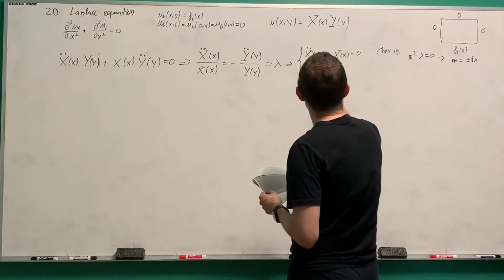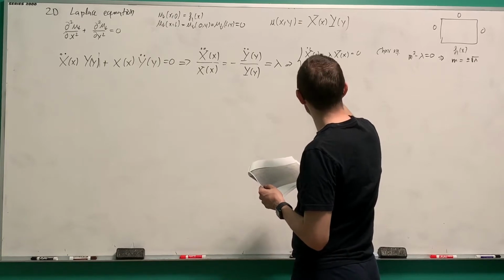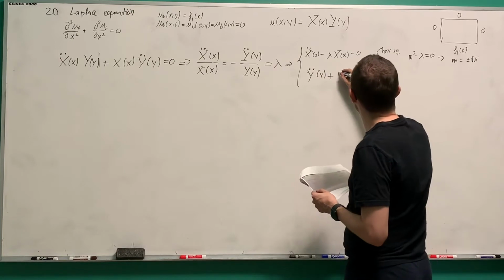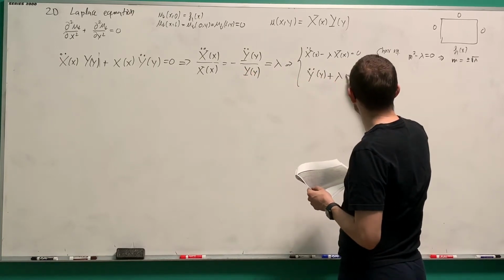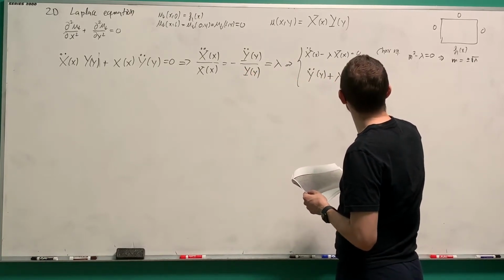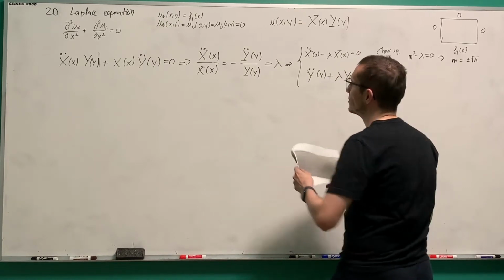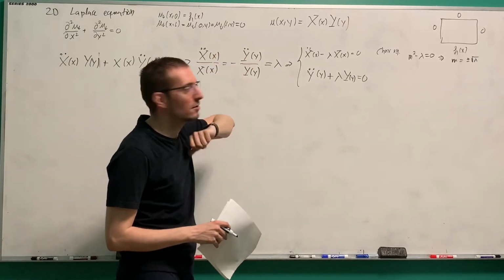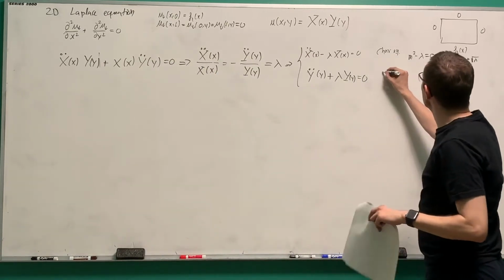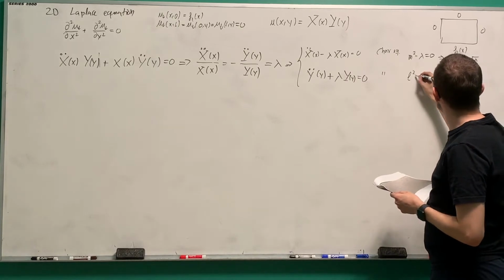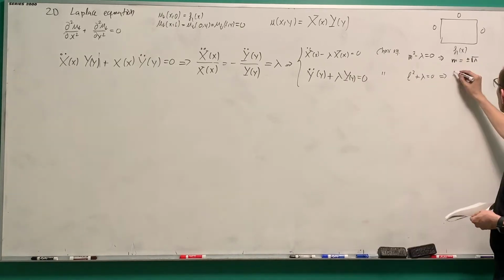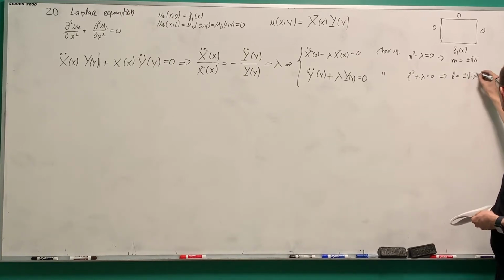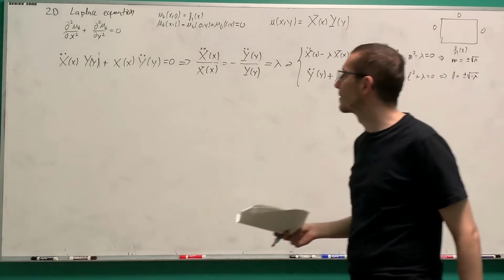Okay. And on the other hand, we have Y double dot of y plus lambda Y of y equals 0. See, the sign is different. Now you see from these two equations, the first one is this equals lambda, second one is this equals lambda. Okay? And the characteristic equation here, let's call it L, is L squared plus lambda equals 0. So L is equal to plus minus the root of minus lambda in this case.